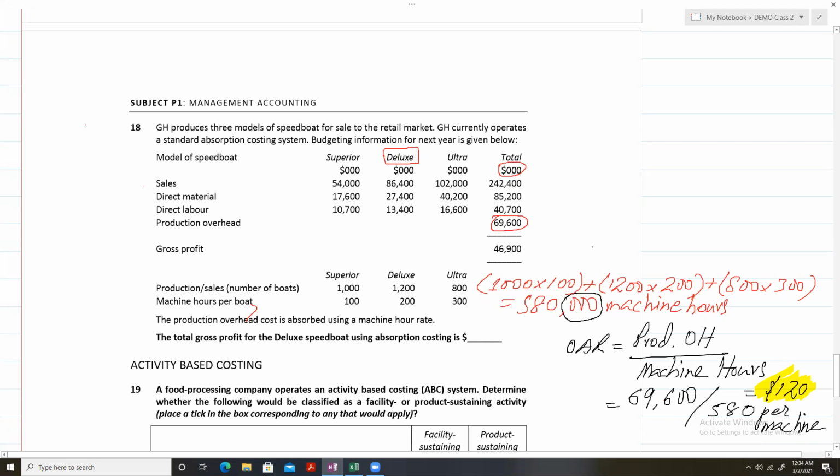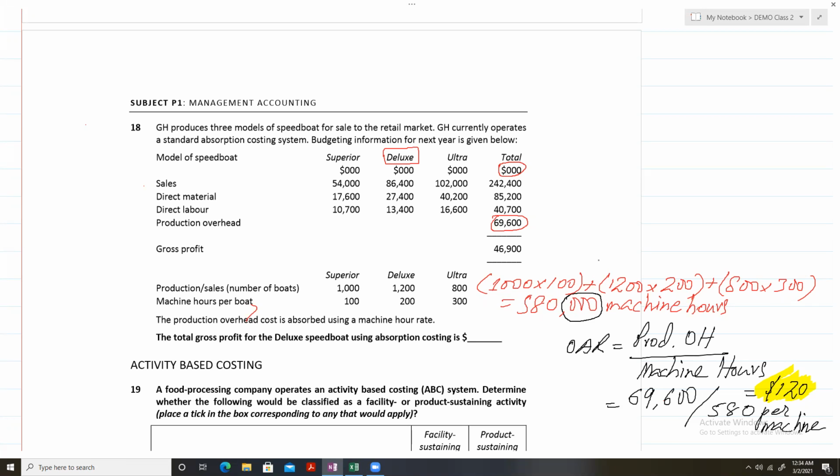And now, how many machine hours does deluxe take? Can you find out how many machine hours the deluxe model of the speedboat takes? Tell me by writing in the chat box.